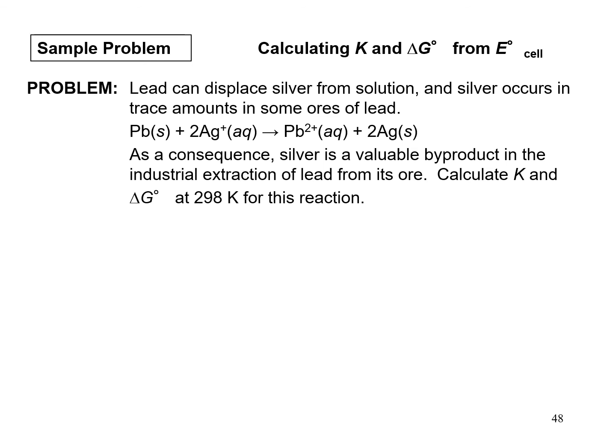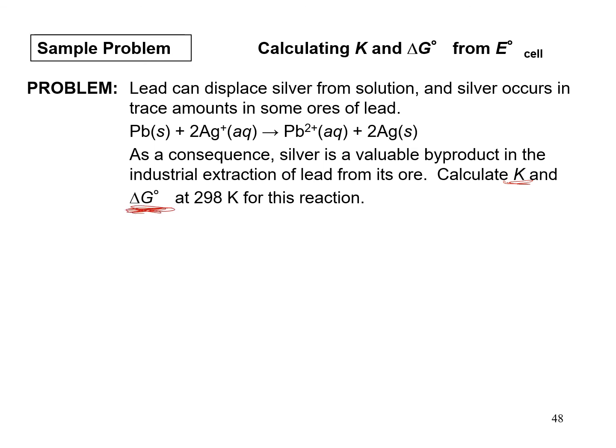Lead can displace silver from solution, and silver occurs in trace amounts in some ores of lead. Pb plus 2 Ag+ gives us Pb2+ and 2 Ag. As a consequence, silver is a valuable byproduct in industrial extraction of lead from its ore. Calculate K and delta G naught for this reaction.